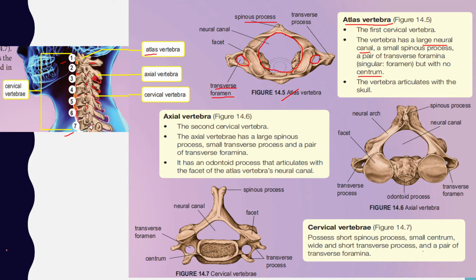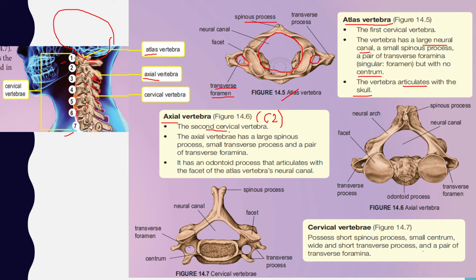Okay, it articulates with the skull. Maksudnya dia ini memang the first vertebra that is in direct contact dengan tulang tengkorak ini. Okay, articulates with the skull. Okay, next one after atlas, we call it the axial vertebra. Axial vertebra, and that is C2. Okay, C2.